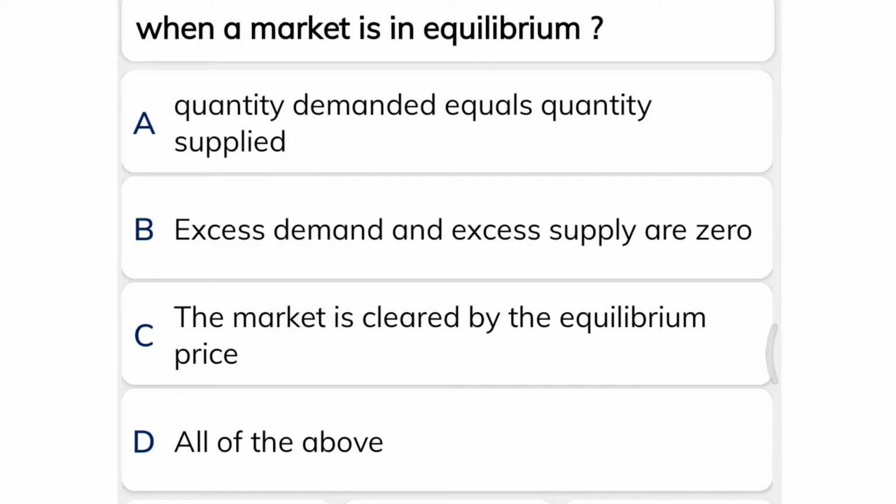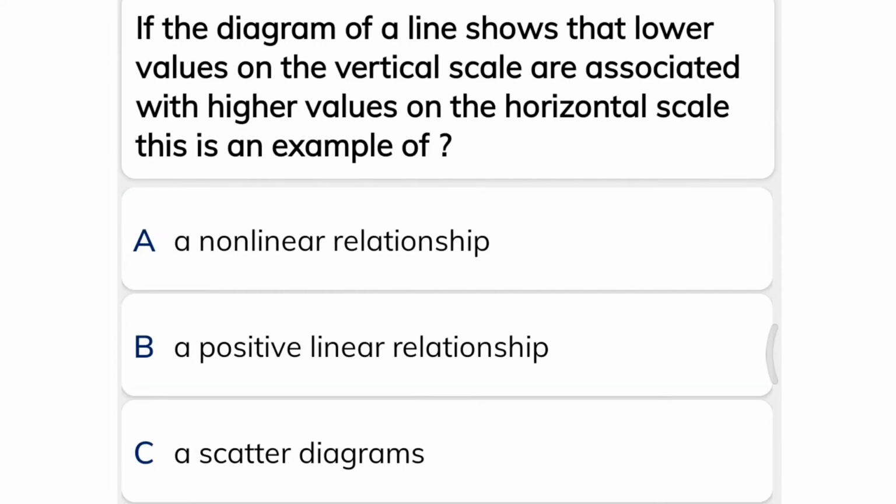When a market is in equilibrium, quantity demanded equals quantity supplied. Option B, excess demand and excess supply are zero. Option C, the market is cleared by the equilibrium price. Option D, all of the above. The answer is option D.